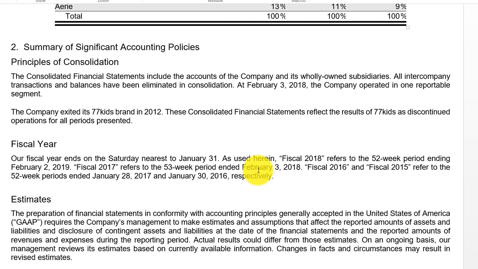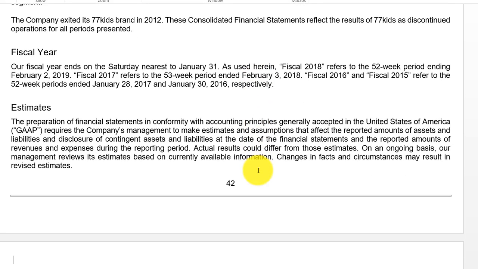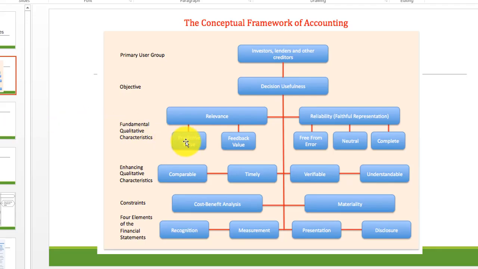Principles of consolidation. What is included in the company? What is the entity that we're dealing with? And then here's fiscal year. Why do we care what year we're using or what time period? Well, that's an important concept because it tells us how timely the information is. And remember, that's one of the enhancing qualitative characteristics. We need for it to give us predictive value and feedback value. It needs to be timely. It needs to be relevant to what we're doing.